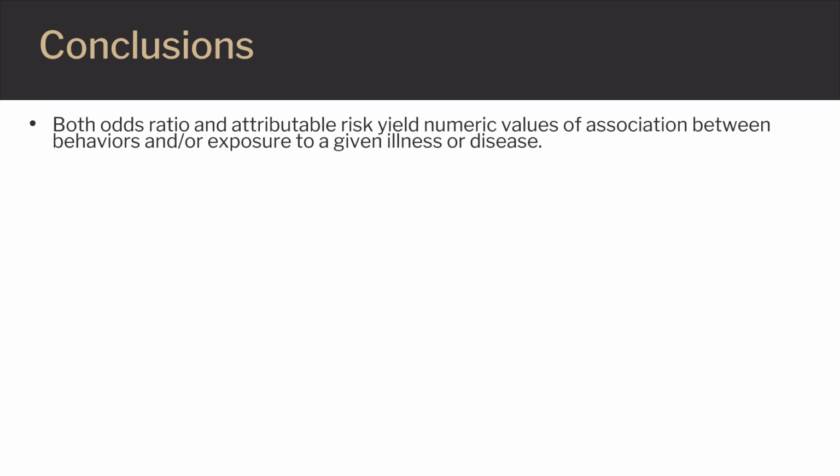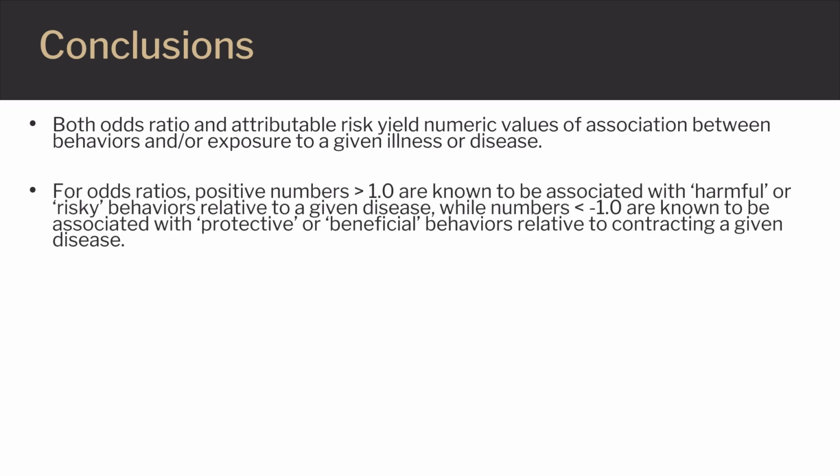This slide presents concluding points discussed in this presentation. Both odds ratio and attributable risk yield numeric values of association between behaviors and/or exposure to a given illness or disease. For odds ratios, positive numbers greater than 1.0 are known to be associated with harmful or risky behaviors relative to a given disease, while numbers less than 1.0 are known to be associated with protective or beneficial behaviors relative to contracting a given disease.